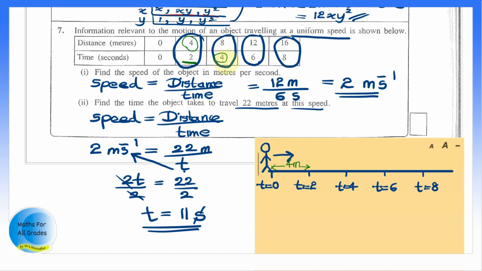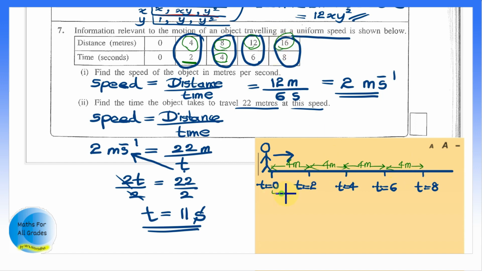At 4 seconds, the distance is 8 meters. This 8 is from the starting point. Here to here is 8. So that makes the distance from here to here 4. Likewise, you can mark the distance from here to here as 4, because 4 times 3 equals 12. And the same goes here. This distance is also 4 meters because 4 times 4 equals 16.